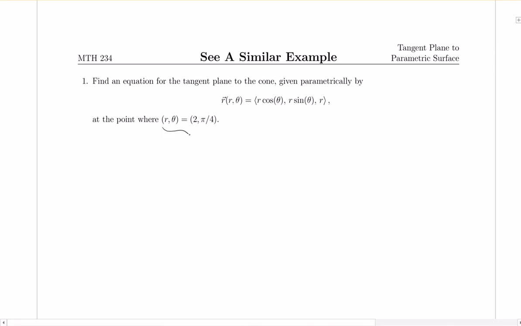So first, let's just write what this point is in terms of x, y, and z. If we plug in 2 and pi over 4 for r and theta above, this will be 2 times cosine of pi over 4, which is 1 over the square root of 2. So 2 over the square root of 2 is just the square root of 2. And same thing in the y slot, since sine of pi over 4 is also 1 over the square root of 2. And z is r, which is 2.